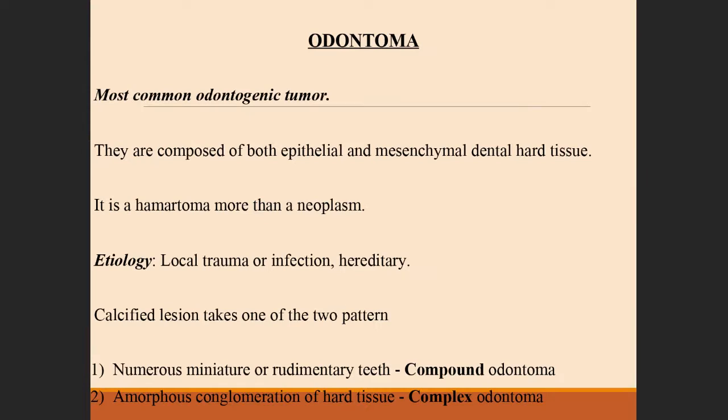The next one, that is odontoma. Now, odontoma is very important because it is the most common odontogenic tumor. See, when we discussed ameloblastoma, we said why ameloblastoma is so important: because of its frequency of occurrence. It is the second most common odontogenic tumor, whereas odontoma is the most common odontogenic tumor.